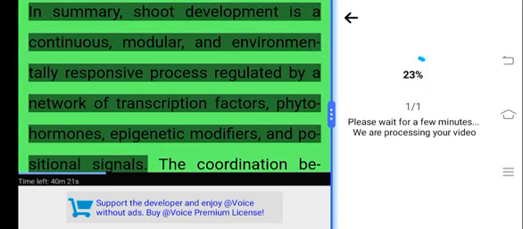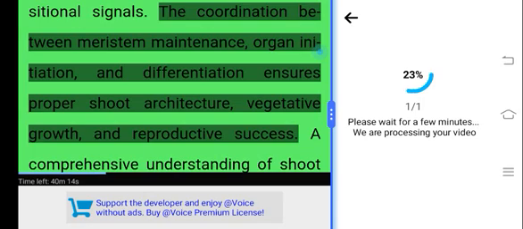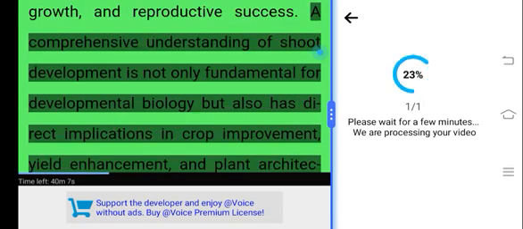In summary, shoot development is a continuous, modular, and environmentally responsive process regulated by a network of transcription factors, phytohormones, epigenetic modifiers, and positional signals. The coordination between meristem maintenance, organ initiation, and differentiation ensures proper shoot architecture, vegetative growth, and reproductive success. A comprehensive understanding of shoot development is not only fundamental for developmental biology but also has direct implications in crop improvement, yield enhancement, and plant architecture manipulation.